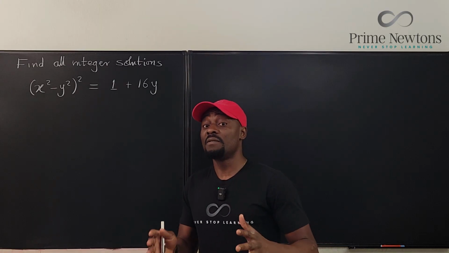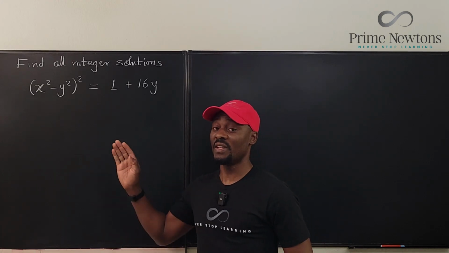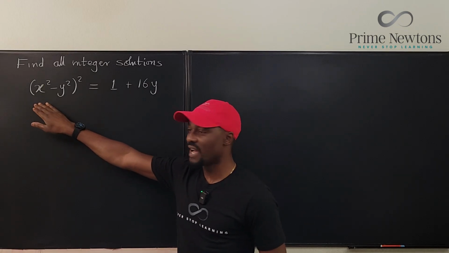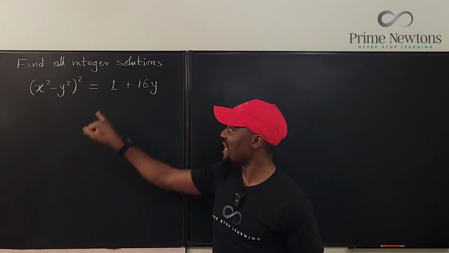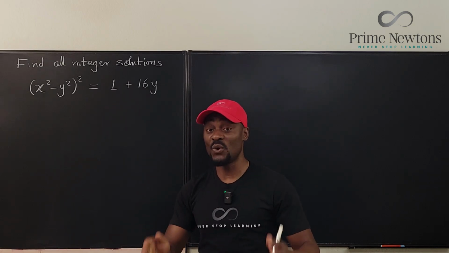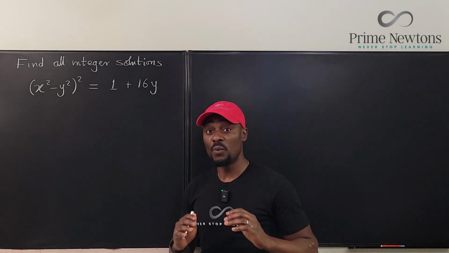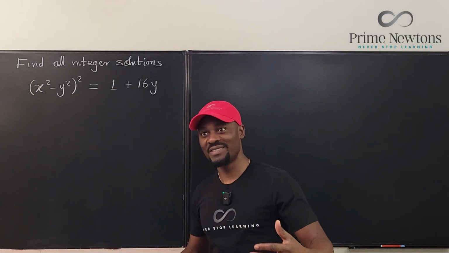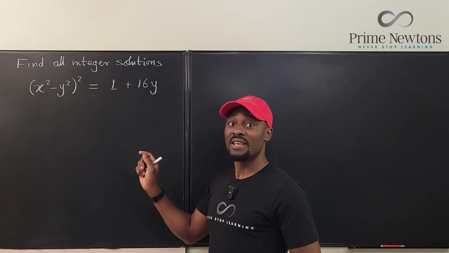So the first thing you want to look at is what's going on the left-hand side and what's going on the right-hand side. The left-hand side is a square. You see? That means the right-hand side must be greater than or equal to 0. The right-hand side cannot be negative. The smallest that the right-hand side can be is 0.